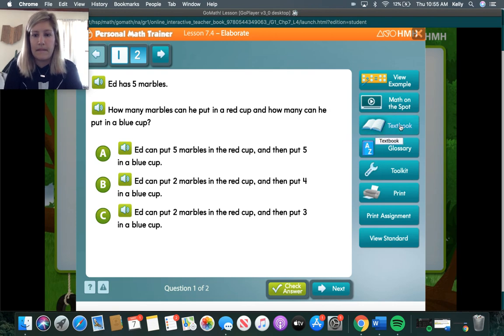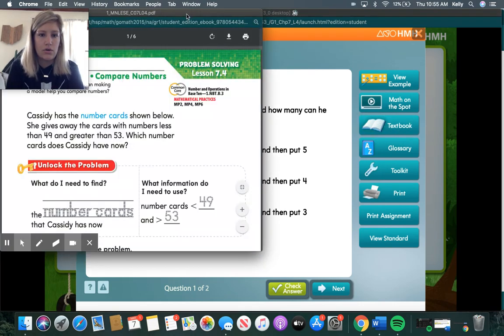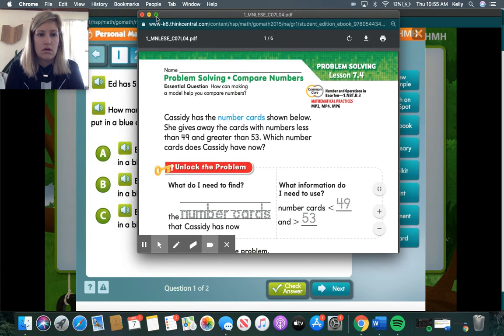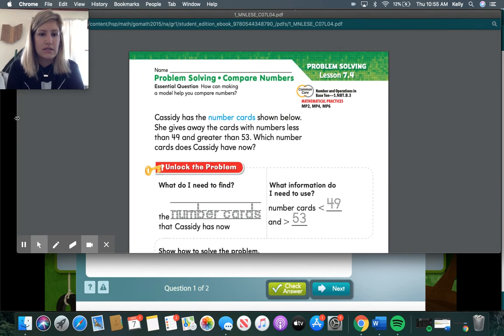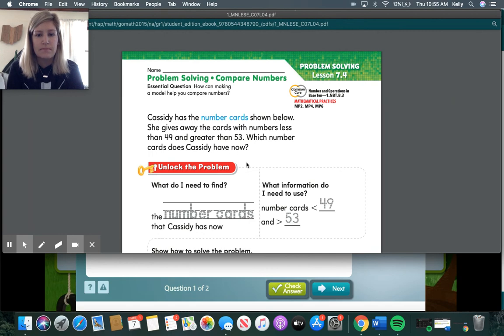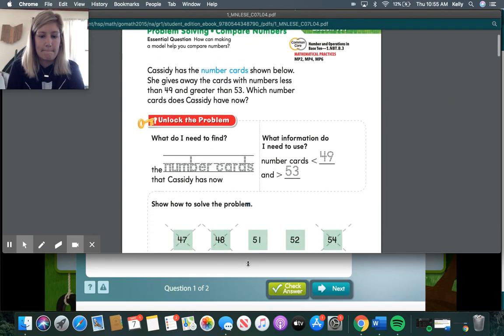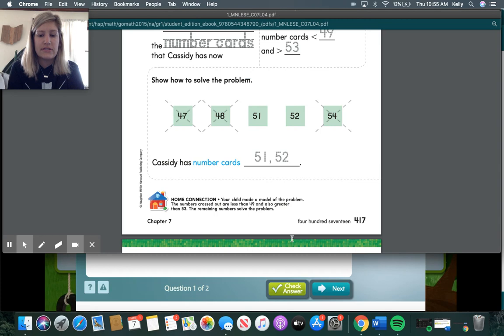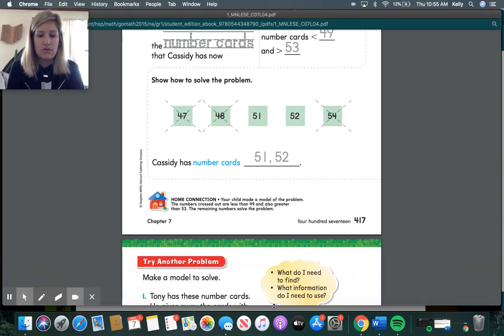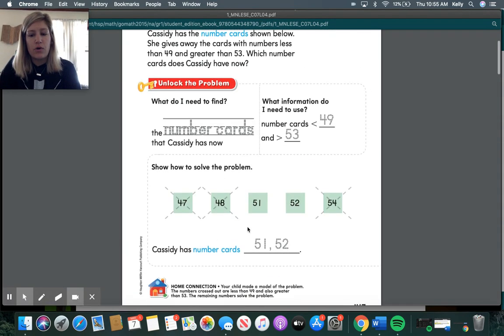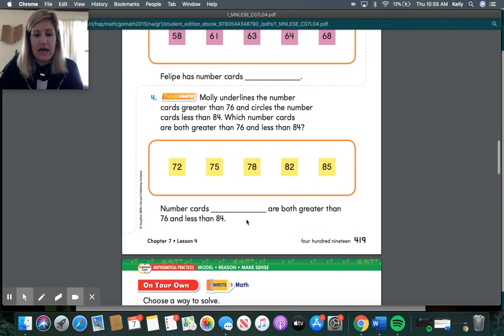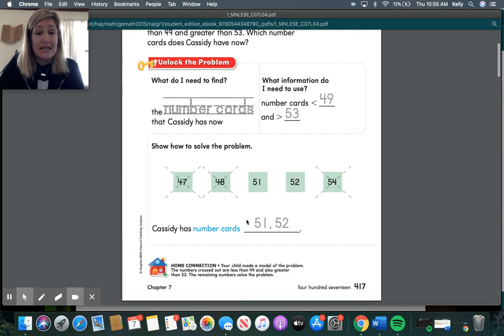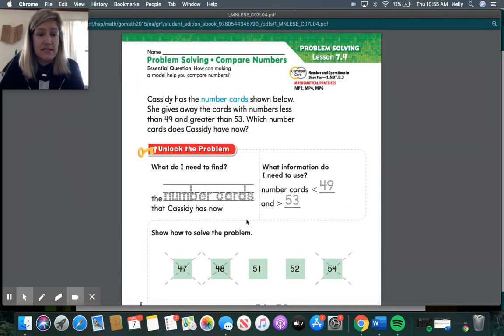Okay, let's go ahead to our textbook problem for today. You guys are going to be working in your math books on page 417 to start, okay? So you guys go ahead and get there, and you're going to work on page 417, 418, and 419. You're going to be doing the same things that we did in our math lesson today.